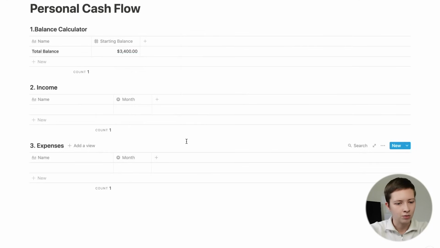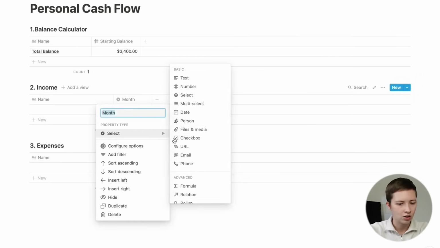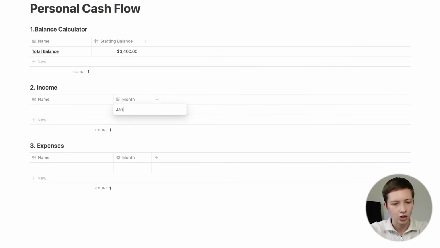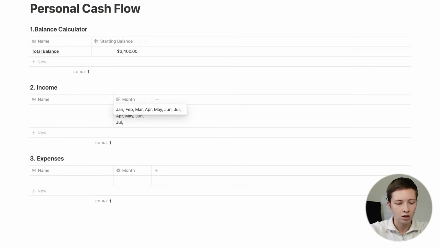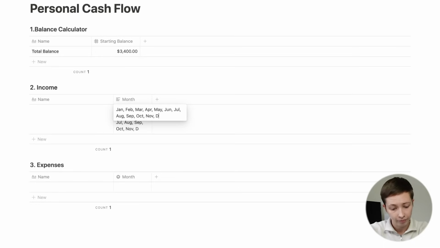Here's another thing I want to do. I want to quickly just put in those 12 months, January to December, but I want to do it quickly. So what I'm actually going to do is change this back to text, and I'm going to go Jan, comma, space, do the next month, and just kind of go down the line. March, April, May, June, July, August, September, October, November, and December.